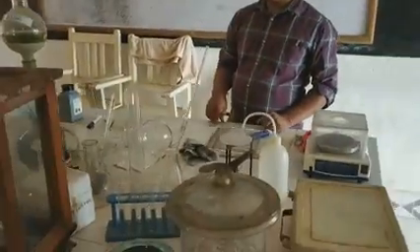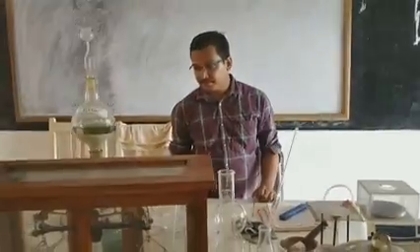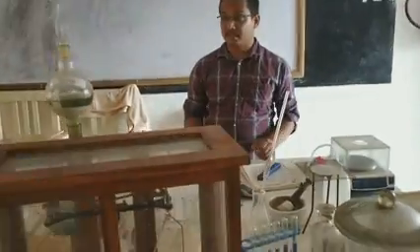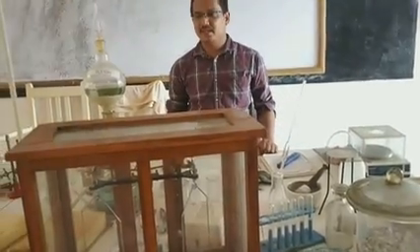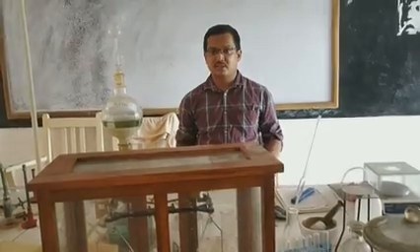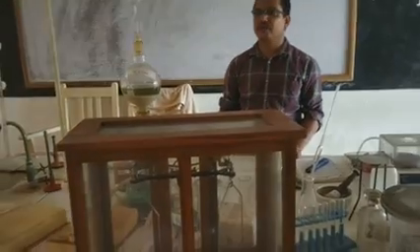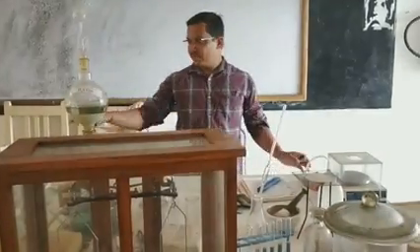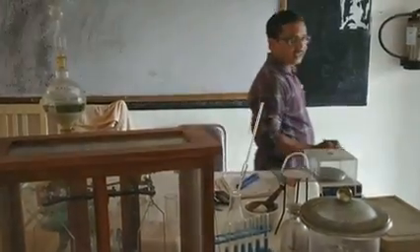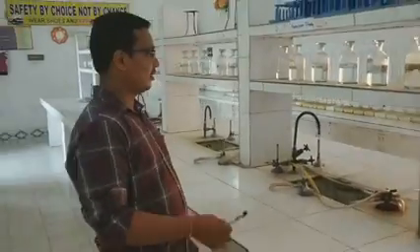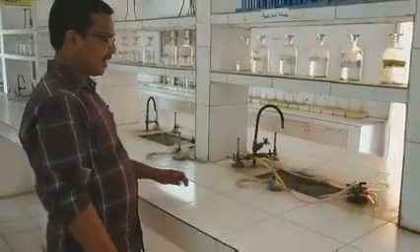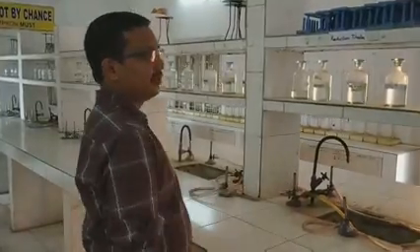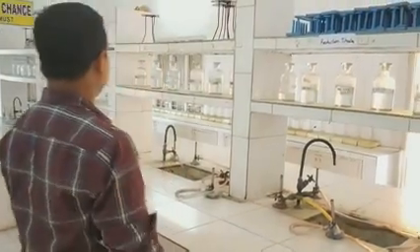Here the demonstrator takes the experiment, does the experiment, and teaches the students how to do chemistry related experiments. That is the demonstrator table, and this is the student working table. Here the students do the practicals. This is said to be the student working table.